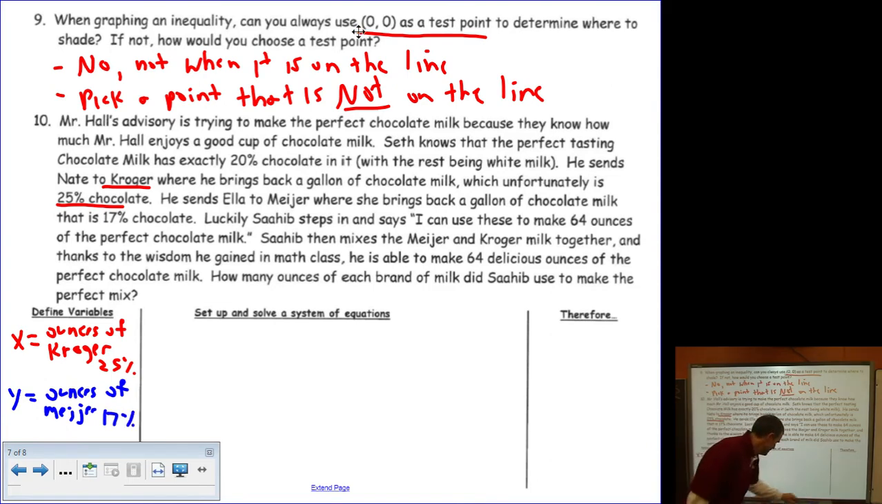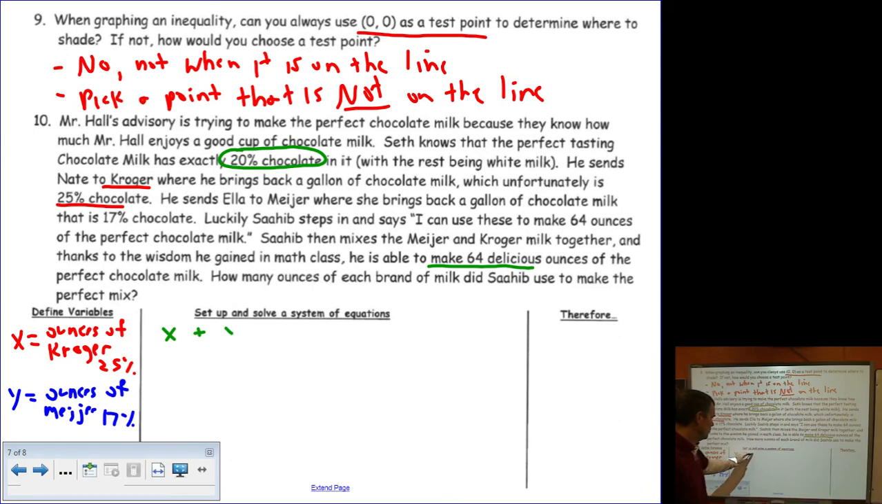And I want to mix these two together, and I want to make 64 ounces, and I want those 64 ounces to be 20% chocolate. That's what I want my mixture to be. So, the first thing I'm going to do is pour X ounces of Kroger milk plus Y ounces of Meijer milk into a container, and I'm going to have it add up to 64 ounces.